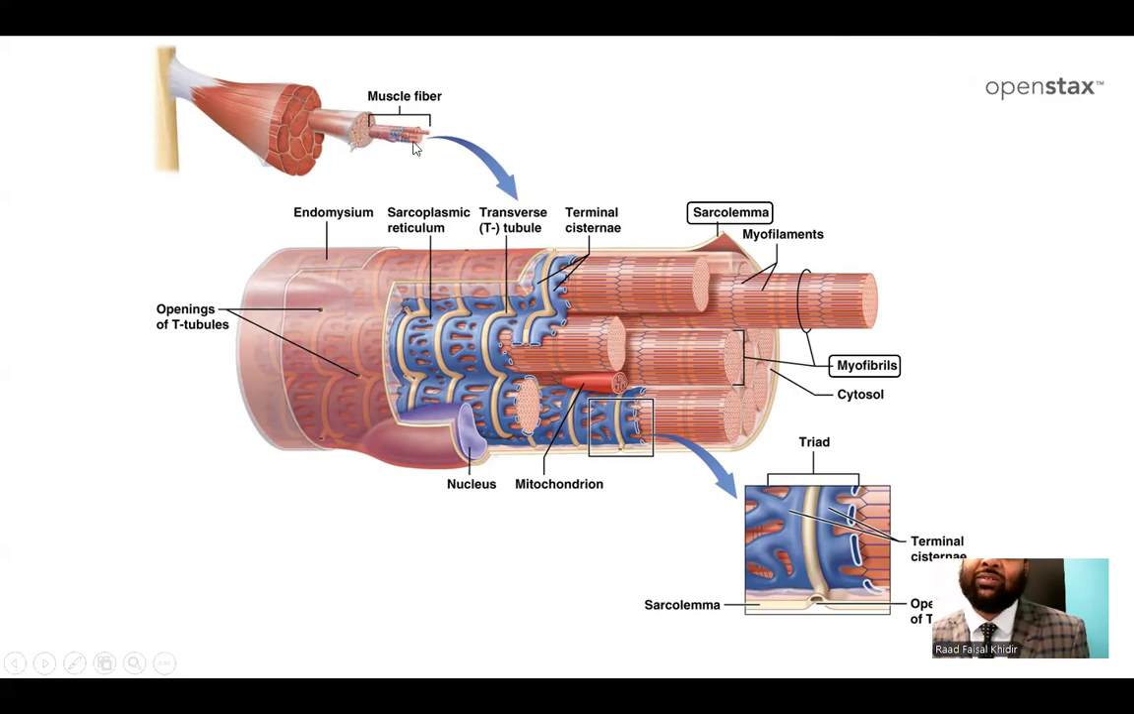If you pull out, a muscle fiber is made up of multiple myofilaments. Remember, we talked about that. And these are the terminal cisterns of your sarcoplasmic reticulum. This sarcoplasmic reticulum is going to release a lot of calcium, and the calcium is going to bind to the myofilaments. This entire unit is your muscle fiber.